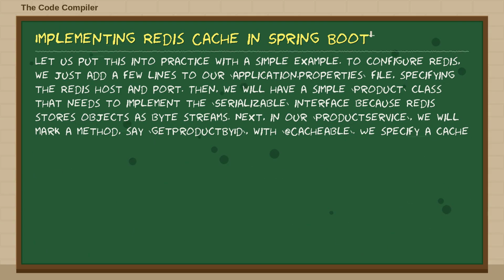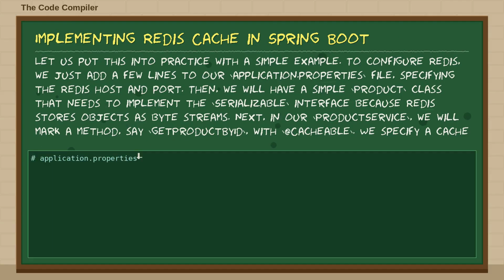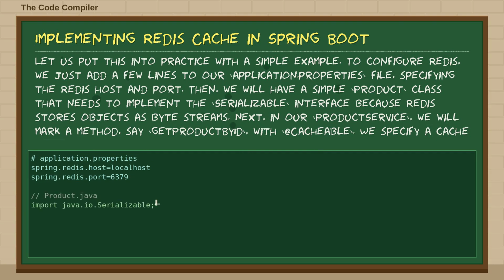What if the product data changes in the database? We need to update or remove it from the cache. For this, we use @CacheEvict. By annotating a method like updateProduct or deleteProduct with @CacheEvict, we ensure that when the underlying data changes, the corresponding entry is removed from the cache, keeping our cache fresh and consistent with the database. This is how we maintain data integrity while enjoying the speed benefits of caching.